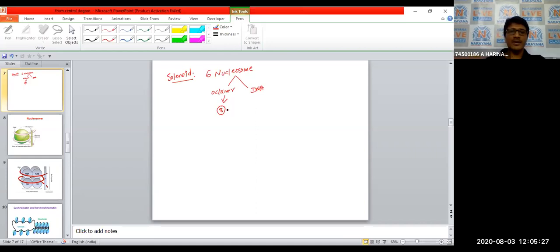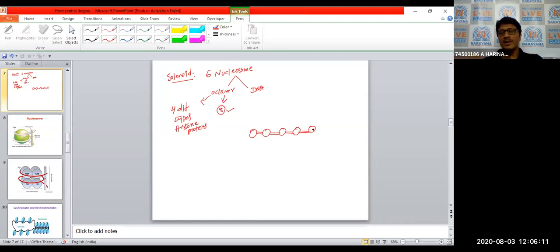Two copies of every histone protein form an octamer. This octamer consists of 4 different types of histone proteins. We have the idea. Total, how many histone proteins? 8 histone proteins are present. So 6 nucleosomes form the solenoid. Leave it, but you have to remember.